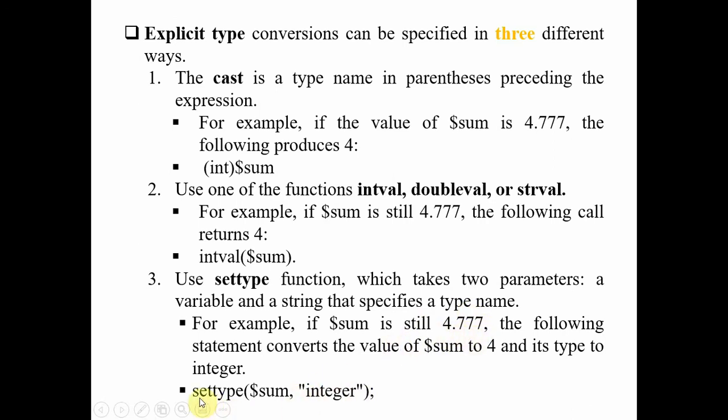So you simply use the function settype. You need to specify the name of the variable, and then the type, which is integer. You can also convert into string; you can simply keep string inside this, and automatically the variable is converted to string. So that is the process. These are three different methods which are used to explicitly convert the type of a variable.